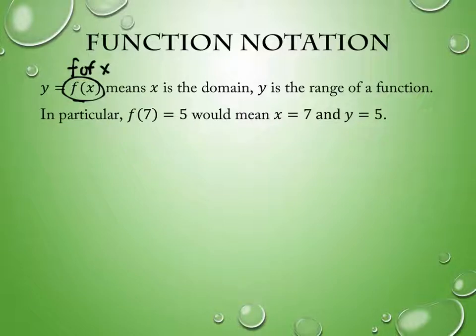So for example, if you had this notation written down here, this means x is 7, y is 5. That's what that notation means. The number inside is x, the number it equals is y.